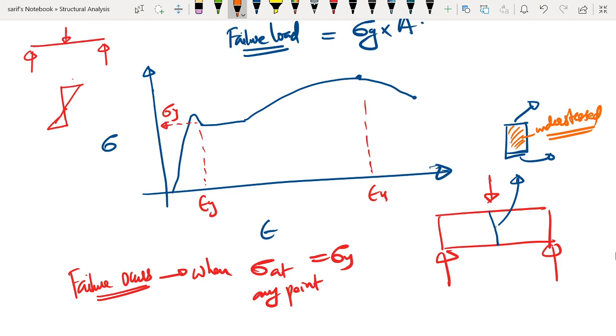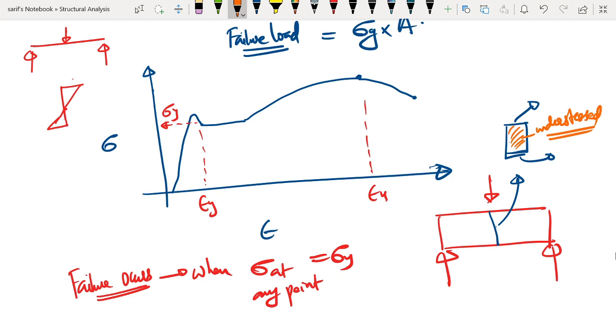So the elastic analysis basically underestimates the ultimate load carrying capacity of the cross section for several reasons. One reason is that we are only considering the linear elastic portion, and the stress that it can take is higher than that.